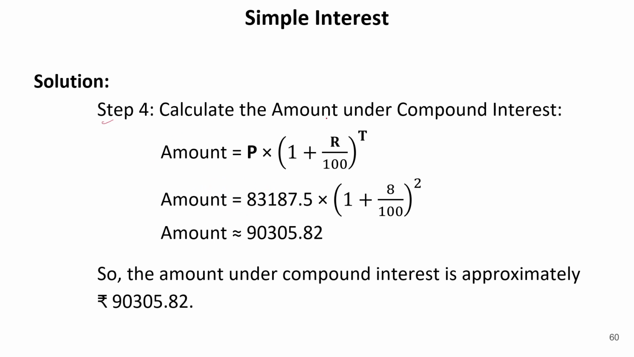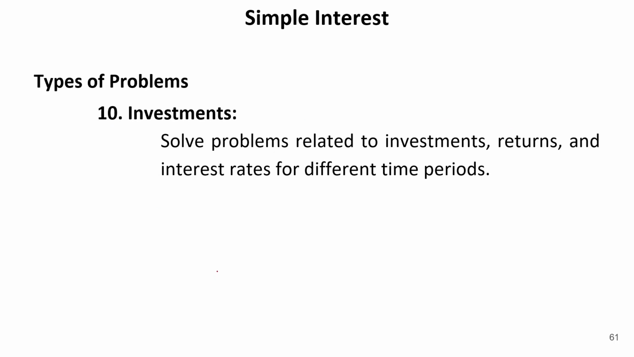So step 4, calculate the amount under compound interest. So amount is equal to P into 1 plus R by 100 whole power T. So the amount will be 83,187.5 into 1 plus 8 by 100 whole power 2. So the amount will be 90,305.82. So the amount under compound interest is approximately 90,305.8. Okay, so let's see the 10th kind of problem, that is on investments.